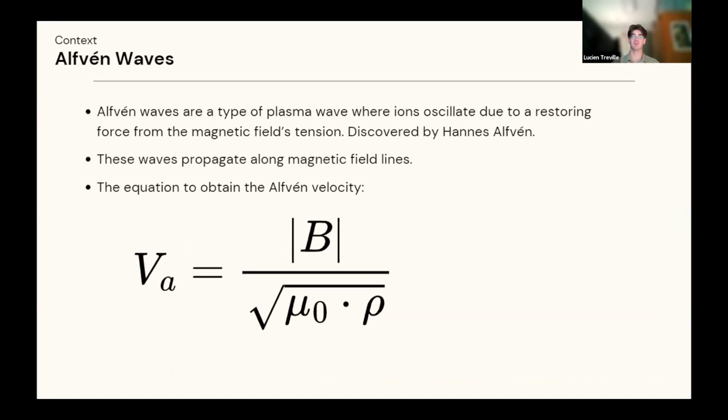I need to touch on something called Alfvén waves, because my entire project is based off sub-Alfvénic intervals. So Alfvén waves are a type of plasma wave where the ions oscillate due to a restoring force from the magnetic field's tension. They were discovered by Hans Alfvén, who kickstarted the entire field of magnetohydrodynamics, which is crucial for plasma physics. The most interesting thing about these waves is they propagate right along the magnetic field lines. And so the equation to obtain the Alfvén velocity is shown here, where we take the magnitude of the magnetic field divided by the square root of the magnetic permeability of free space and the plasma mass density.